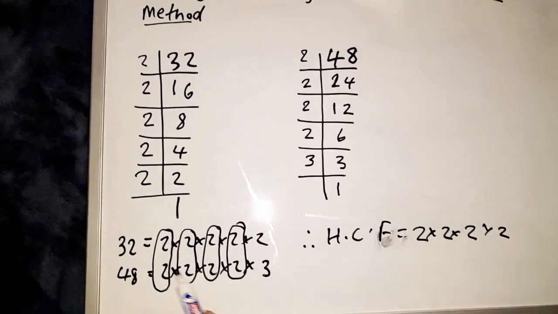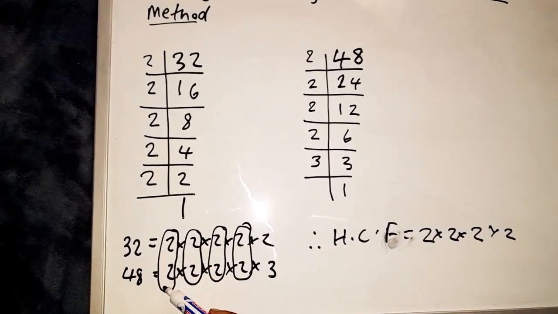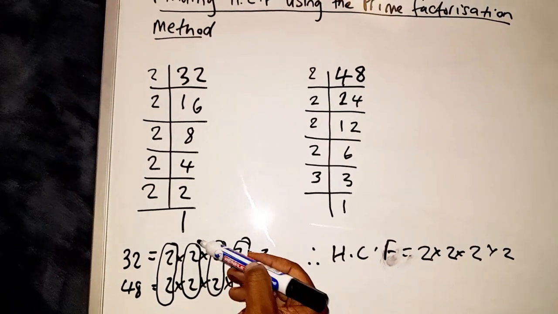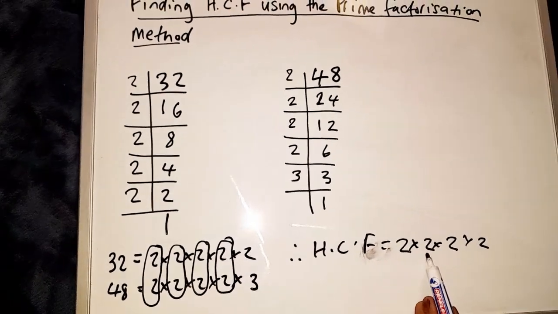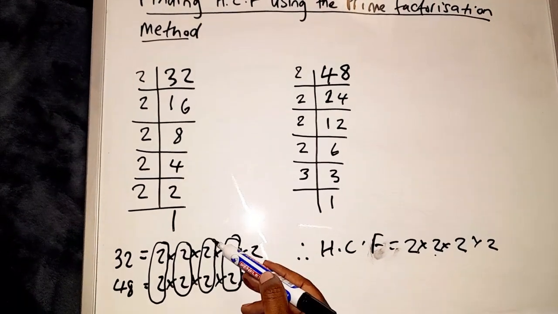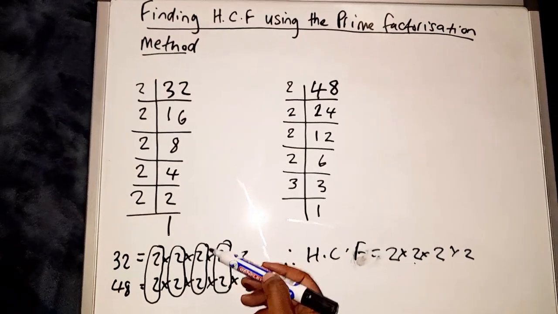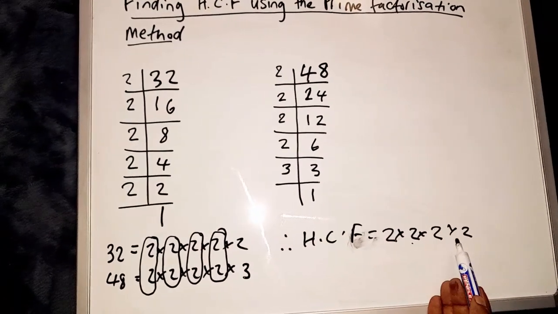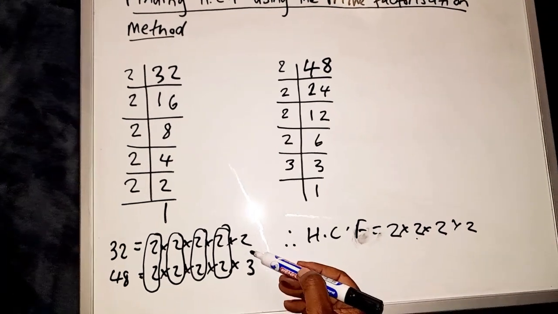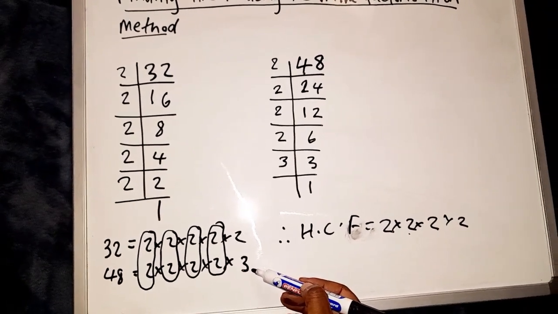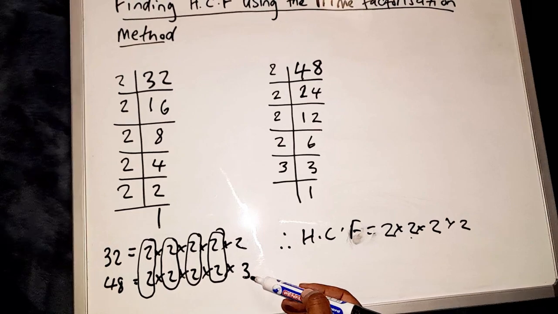So take note that this pair of 2 has been represented by 2. This pair of 2 has been represented by another 2. Then this pair of 2 has been represented by that 2. And then finally, this pair of 2 has been represented by 2. Now, this 2 has no similar 2 beneath it to pair with. The same applies with 3.